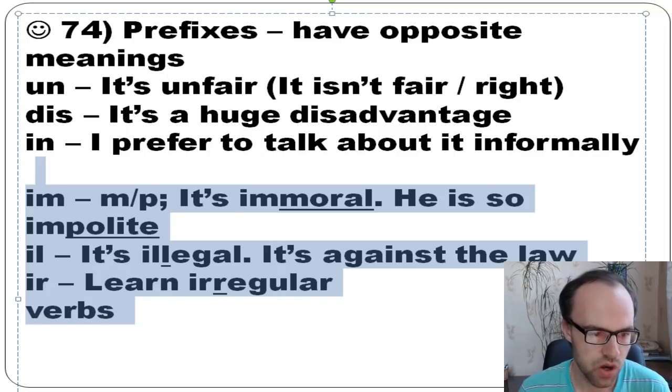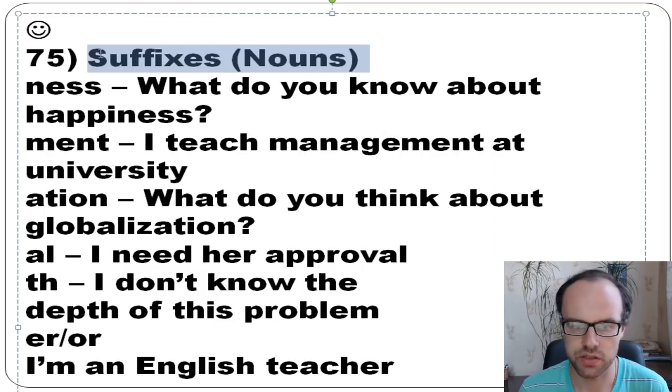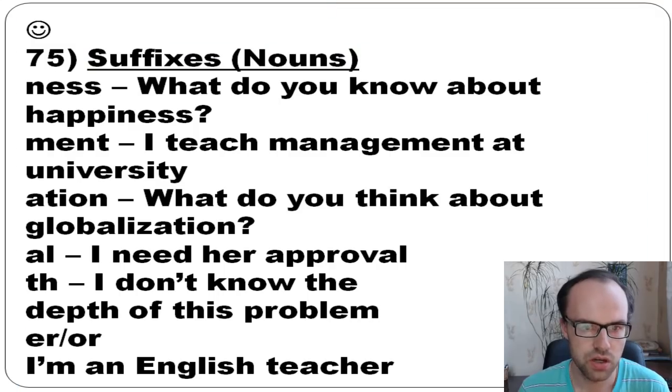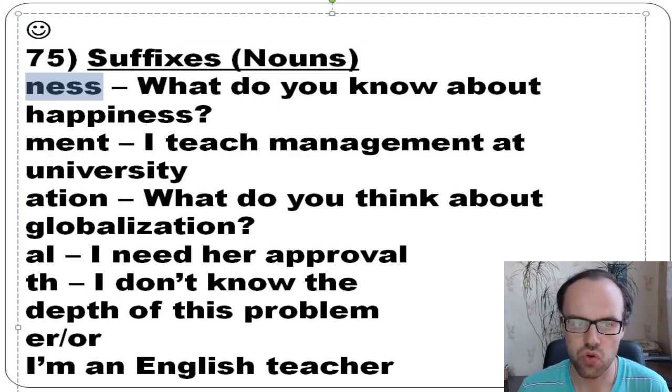Okay, good. Well, what about suffixes? Some suffixes for nouns. So you see, goodness. So what do you know about happiness? Happiness. So it's a suffix for nouns. Ment. I teach management at university.